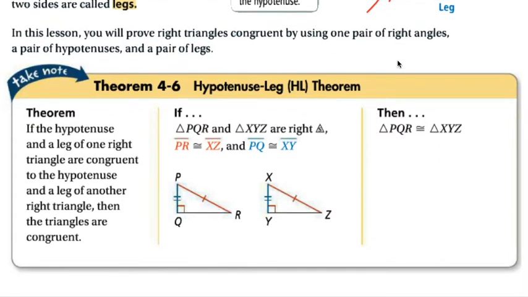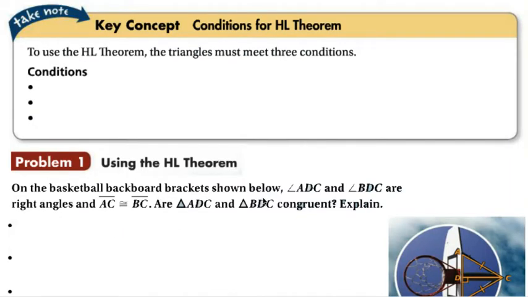So our Hypotenuse Leg Theorem says if you have two right triangles, as long as there's a right angle in both of them, and we know that their hypotenuses are congruent and one of their legs are congruent, then the triangles are congruent, which means all their angles and all their sides are congruent. Well, let's take a look.